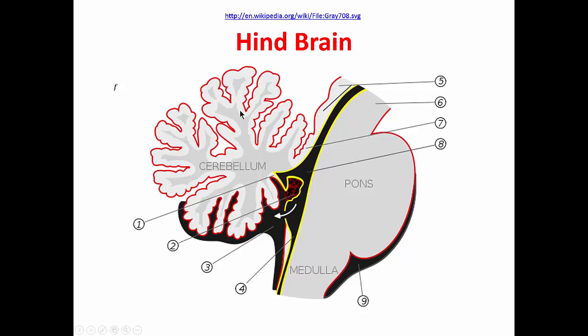An important notion about the cerebellum is it's really central to generating rhythmic patterns in the brain. So we have a lot of rhythmicity in our behaviors, including our breathing, which is very rhythmic, and the cerebellum helps to play a role in that. Walking is very rhythmic. The cerebellum plays a role in walking and lots of motor behaviors.